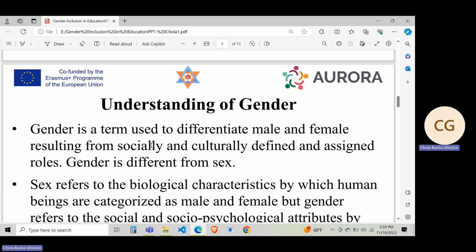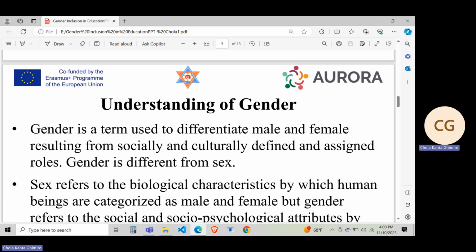This means in different societies or in different families, the roles of boys and girls, males and females, are defined differently. The defined rules discriminate and determine the roles differently in the case of male and female.